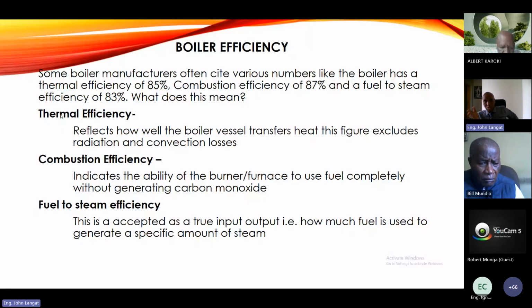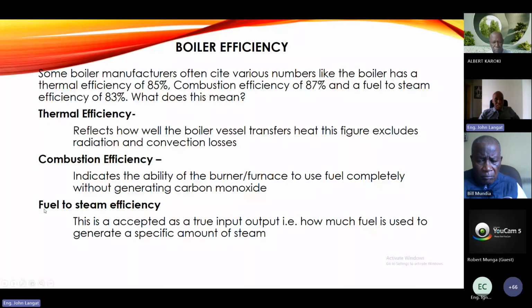Combustion efficiency indicates the ability of a burner to use fuel completely without generating carbon monoxide. I think this one is pretty much direct. We are talking here of can we achieve stoichiometric combustion, where you burn fuel here, then at the chimney you only have carbon dioxide and water, because when you burn any hydrocarbon, that's what should come out. It's not normally the case. Along the presentation, we'll mention how to measure combustion efficiency.